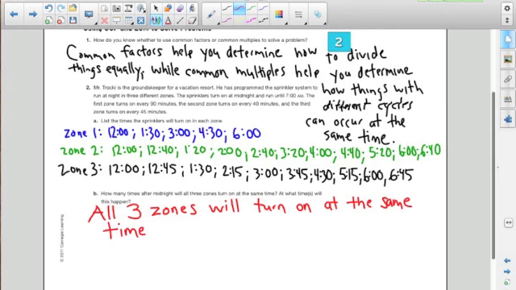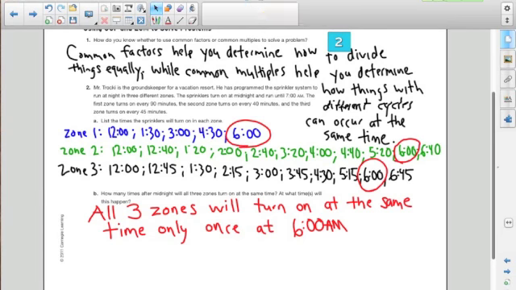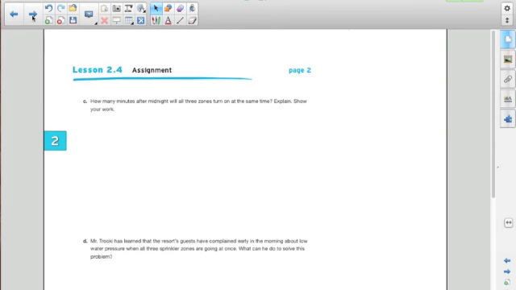Notice how there's two questions there. It says how many times are they all going to go off, and then what time. And you can see that 6 a.m. is in all three of them. There's several that are just in two, but 6 a.m. or 360 minutes is just once.